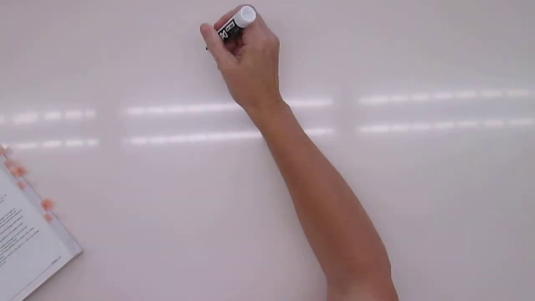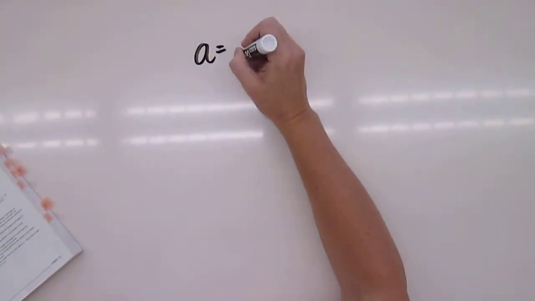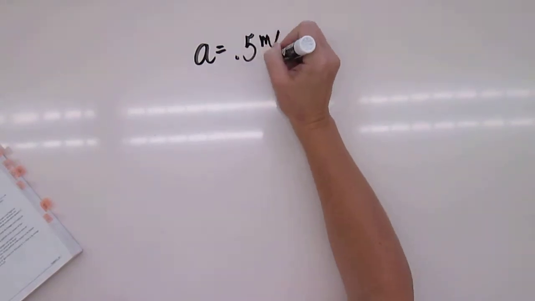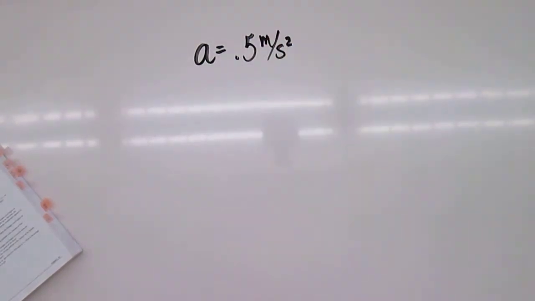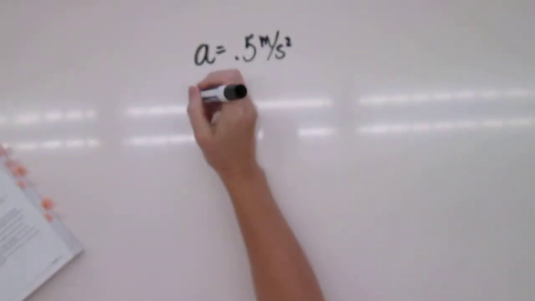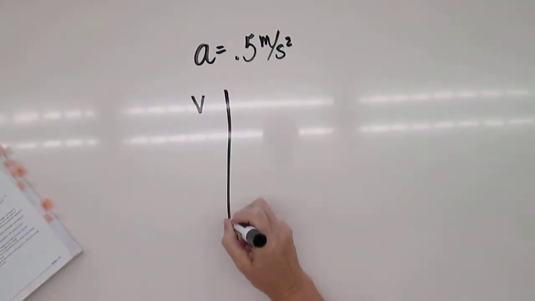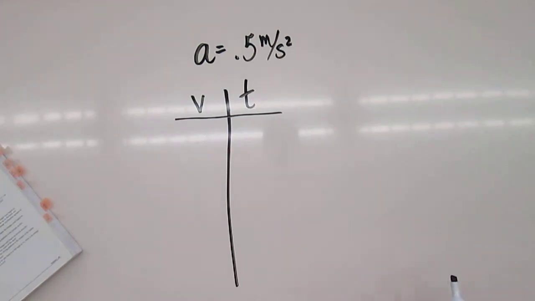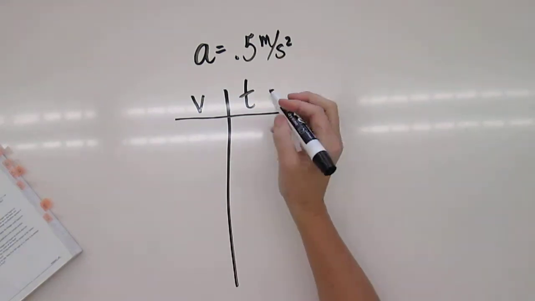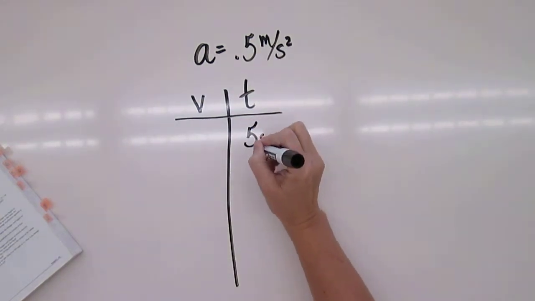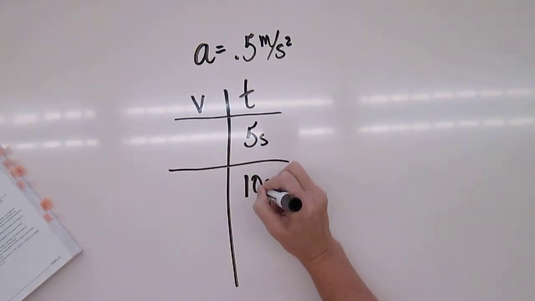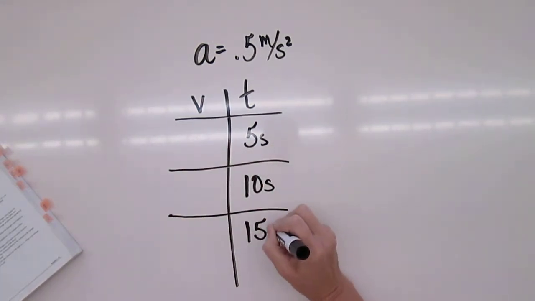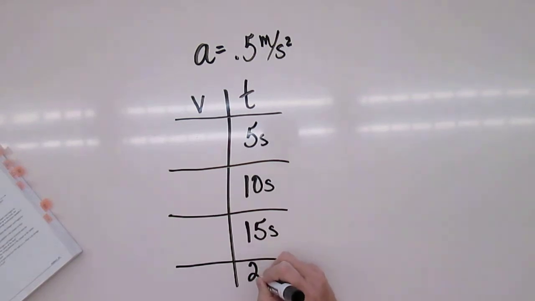We have that acceleration is equal to 0.5 meters per second squared. From that, we're going to create a table. They've asked us to graph speed versus time. So we're going to create a table that is speed versus time. We're going to pick some arbitrary points that will make it easy for calculations. So we'll go 5 seconds, 10 seconds, 15 seconds, and 20 seconds.